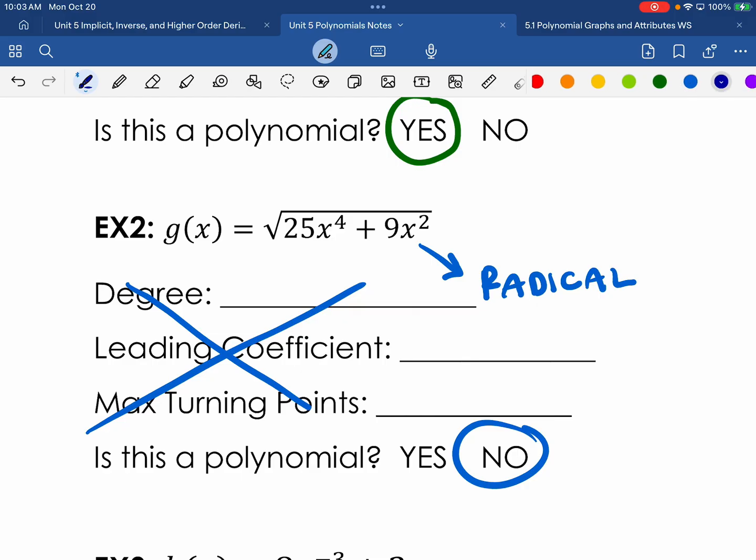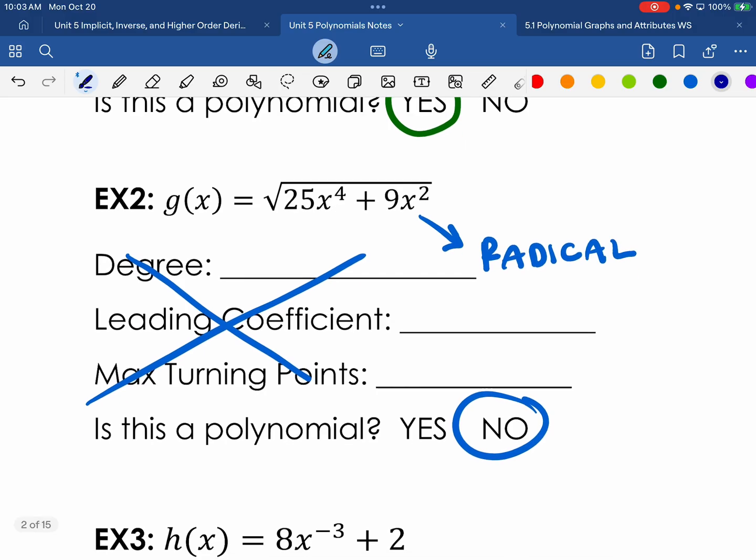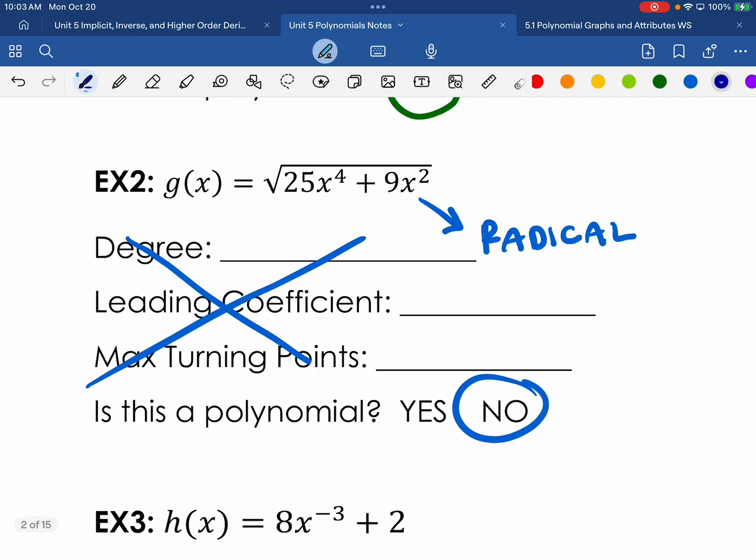If it has any kind of root, it won't be a polynomial.